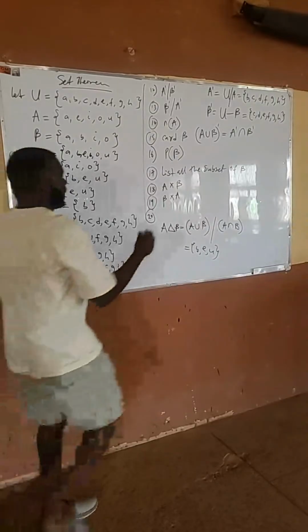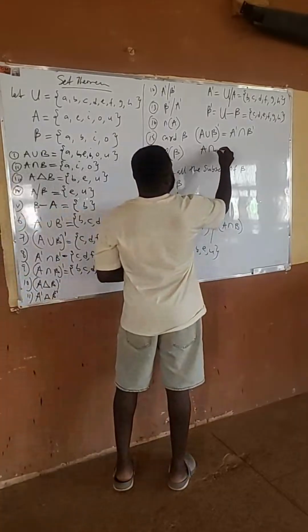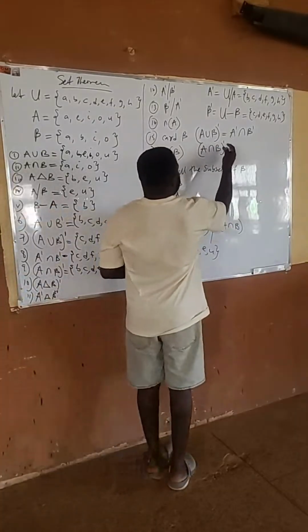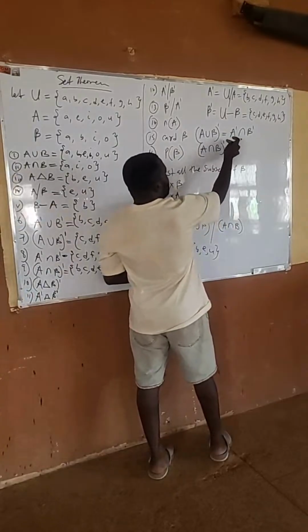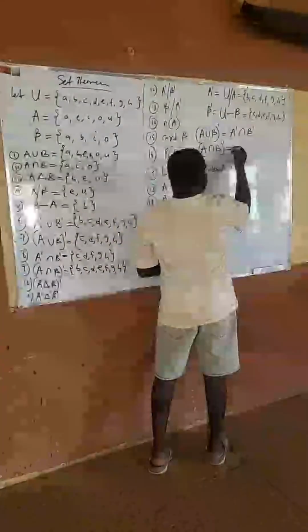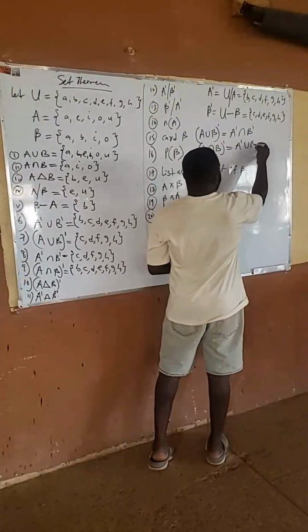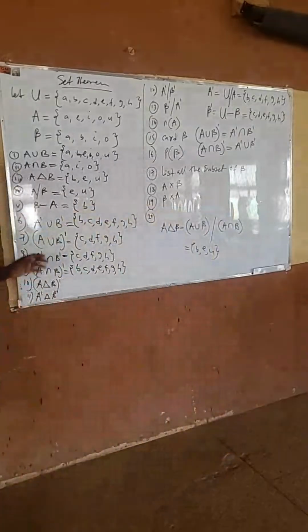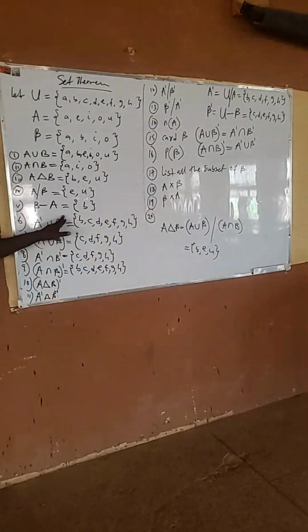That's the law. Look at another law that says if I have A intersection B all complement, and the complement is coming inside, the intersection will change to what? To union. So the answer should be what? A complement union B complement. Or you check if the two of them are the same. A complement union B complement must be the same thing as A intersection B complement. Are they the same? Yes. You see, they are the same. So it's a law that you should take note of.